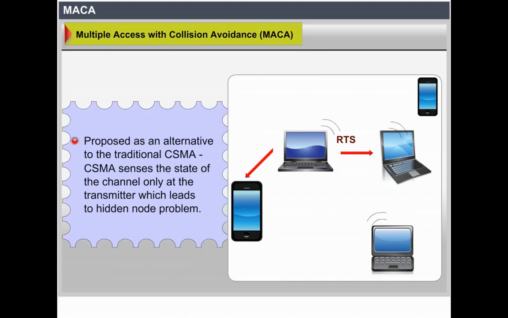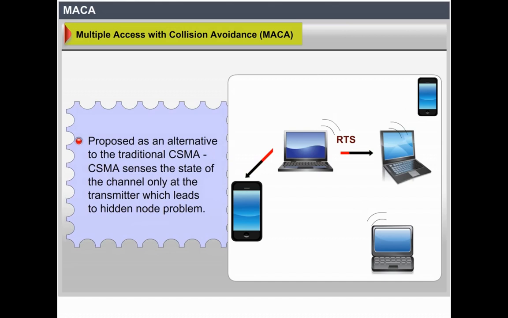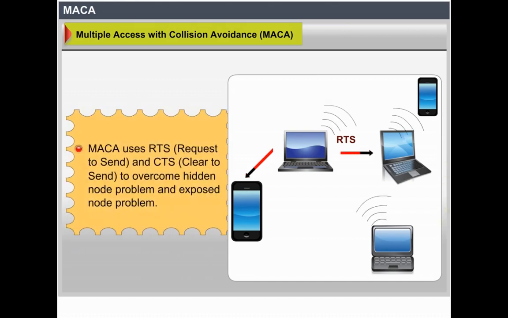Proposed as an alternative to the traditional CSMA. CSMA senses the state of the channel only at the transmitter, which leads to the hidden node problem. MACA uses RTS, request to send, and CTS, clear to send, to overcome the hidden node problem and the exposed node problem.